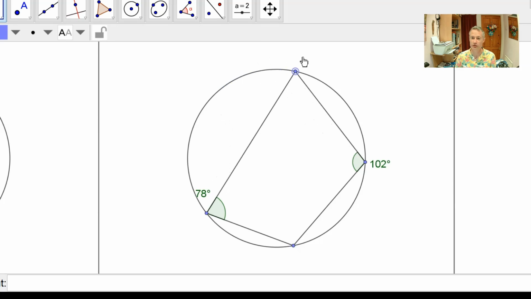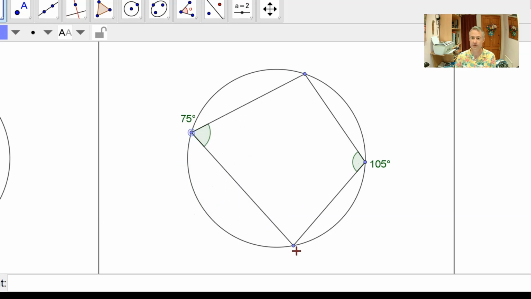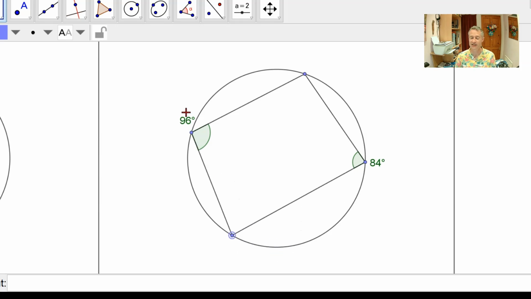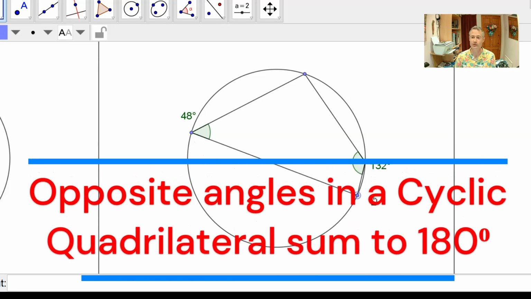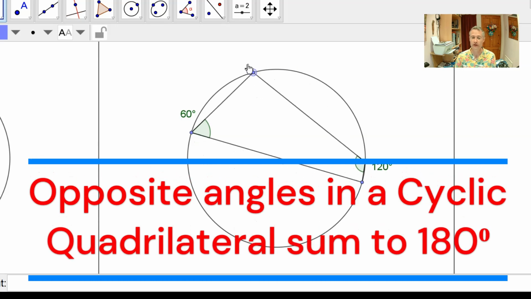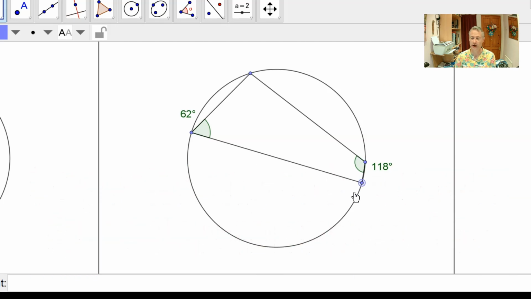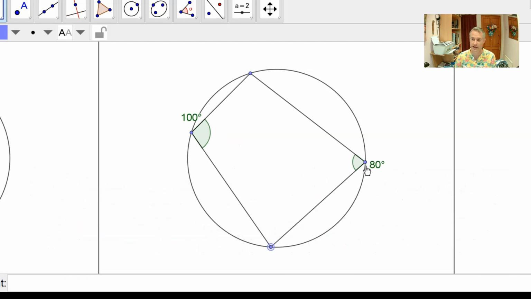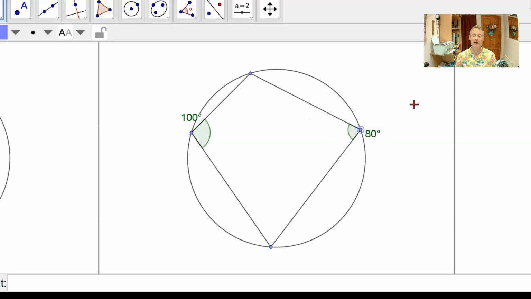So let's just move it around and check. Look at this, 105 plus 75 does indeed add up to 180. Let's move this point. What have we got now? Now we've got 96 and 84. They again add up to 180. So opposite angles in a cyclic quadrilateral, we've always got them adding up to 180. So there's a whole load of things that add up to 180. We've got angles in a straight line. We have angles in a triangle. Now we have opposite angles in a cyclic quadrilateral.